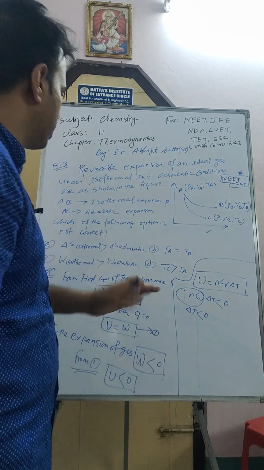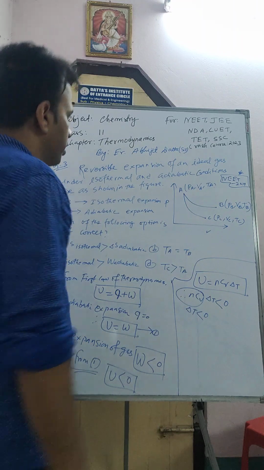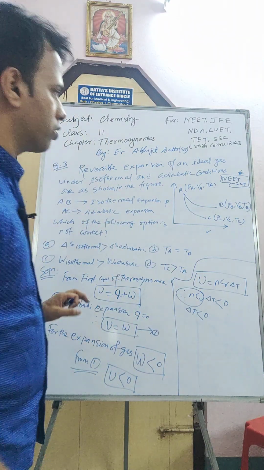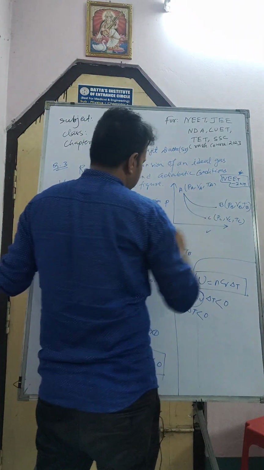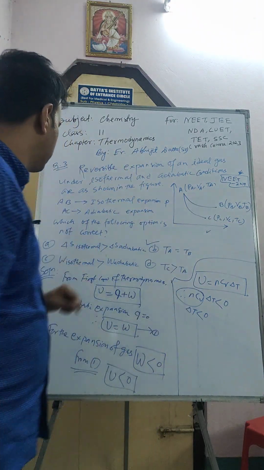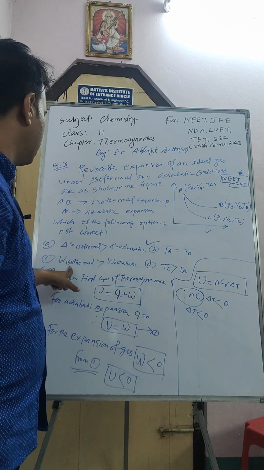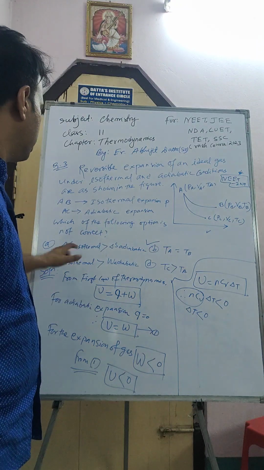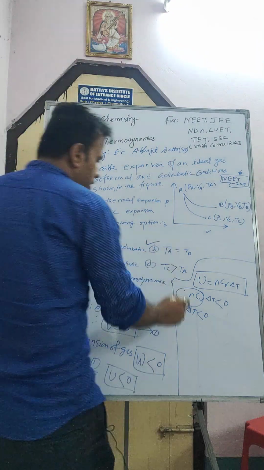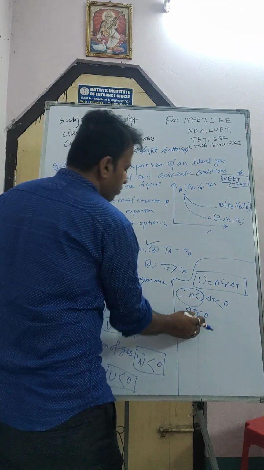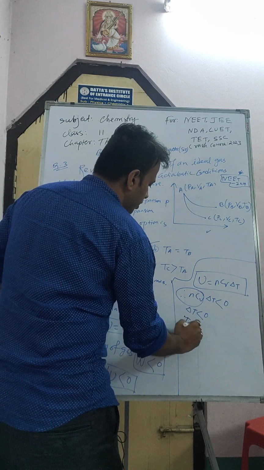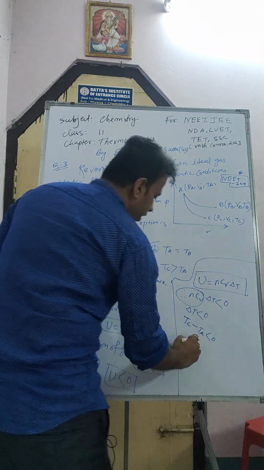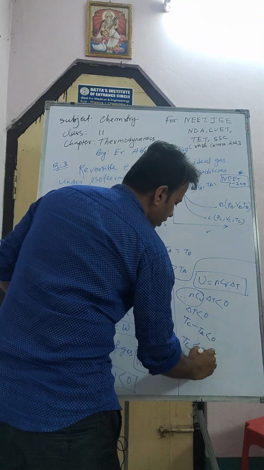So if ΔT is less than 0, then this one is not isothermal, because we know that in an isothermal condition the temperature always remains constant. So here this one is correct. And W isothermal is always greater than W adiabatic expansion. This one is also correct. So if you take this part, it will be Tc minus TA less than 0, so Tc is less than TA.